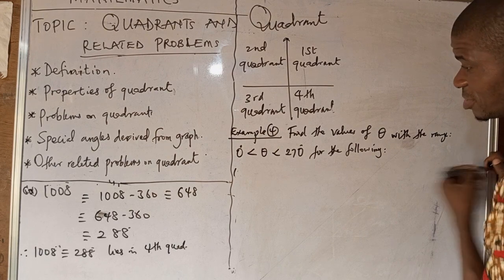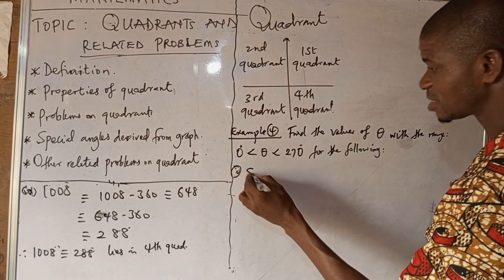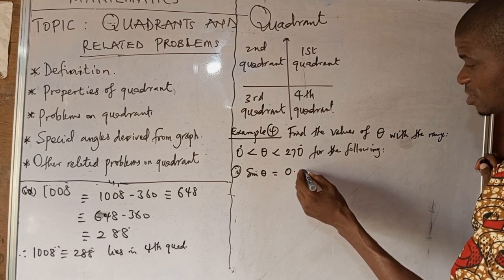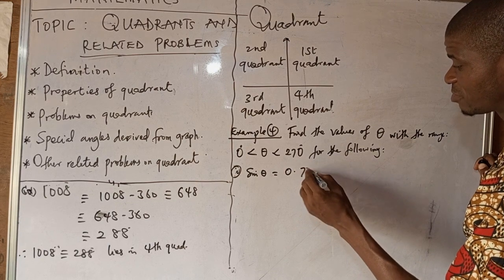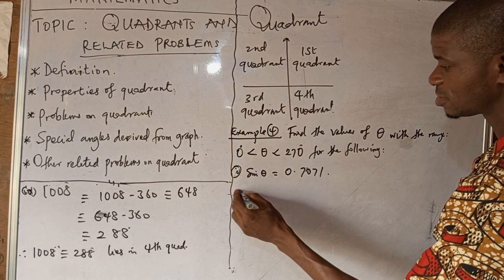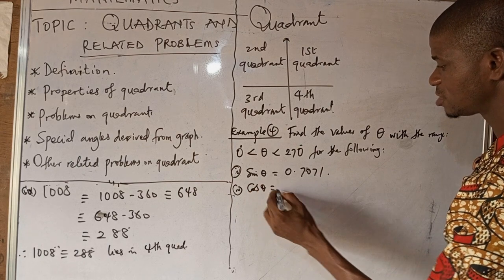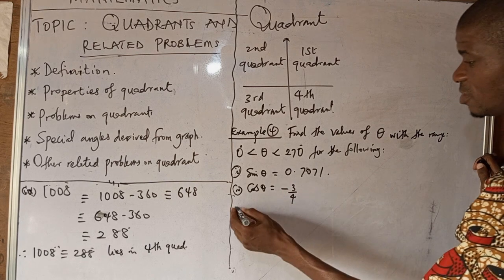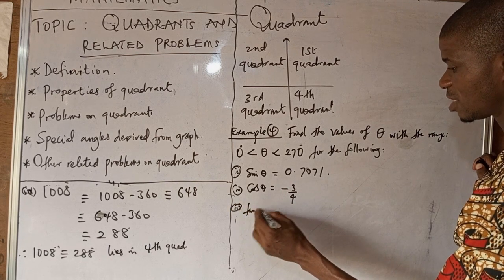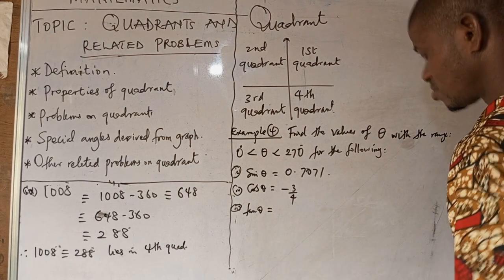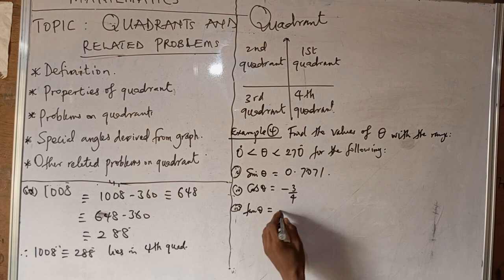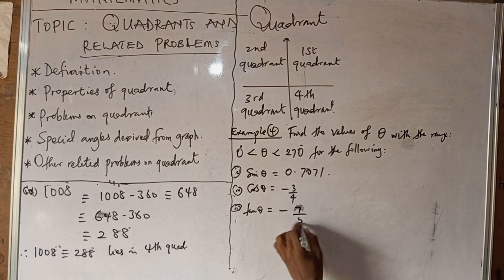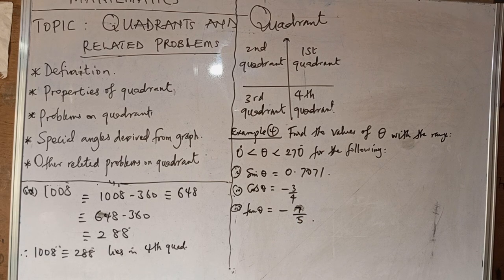Okay, so let's look at the following. The first one, I have sine theta is equal to 0.7071. Number 2, cos theta is equal to minus 3/4. And number 3, tan theta is equal to minus 7/5.